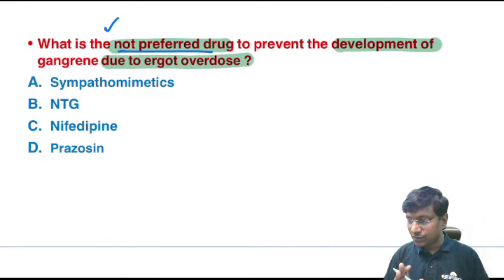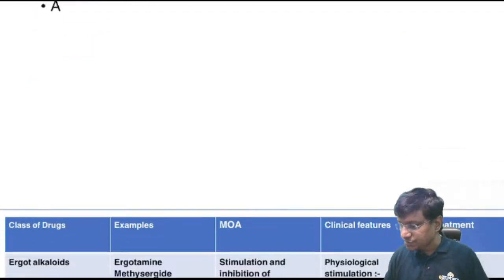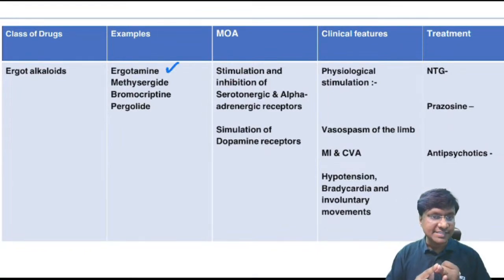No, it is not nitroglycerin. Now, let me tell you about the ergot overdose. What are your ergot alkaloids? These are all the examples of the ergot alkaloids: ergotamine, methysergide, bromocriptine, and pergolide.